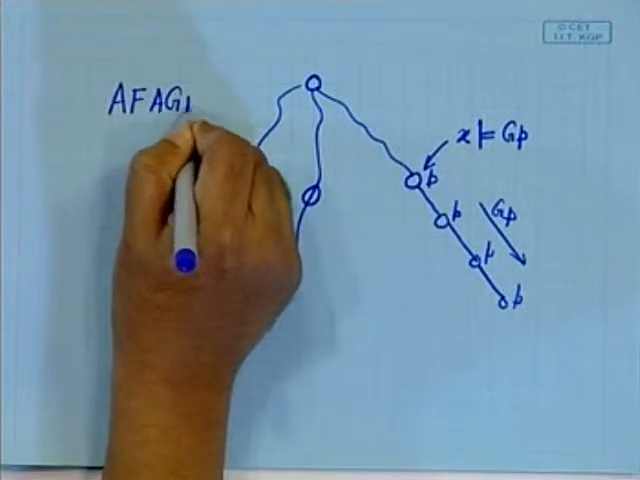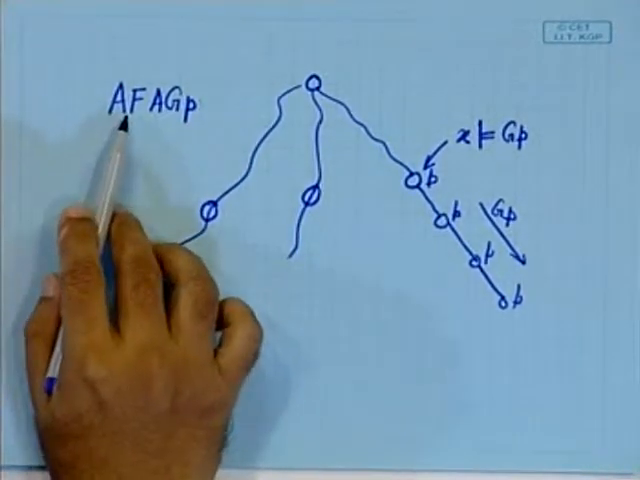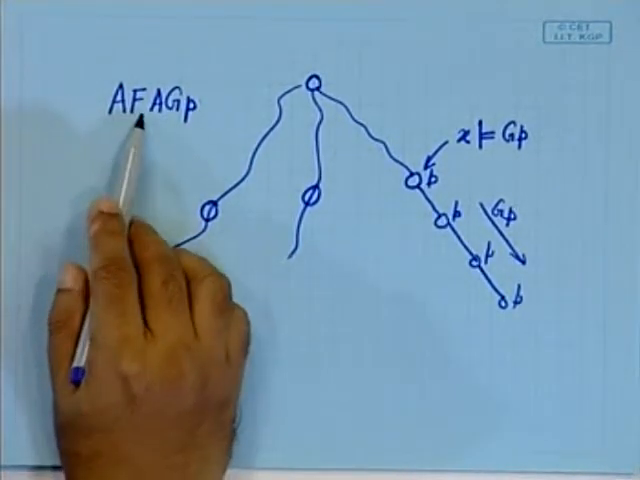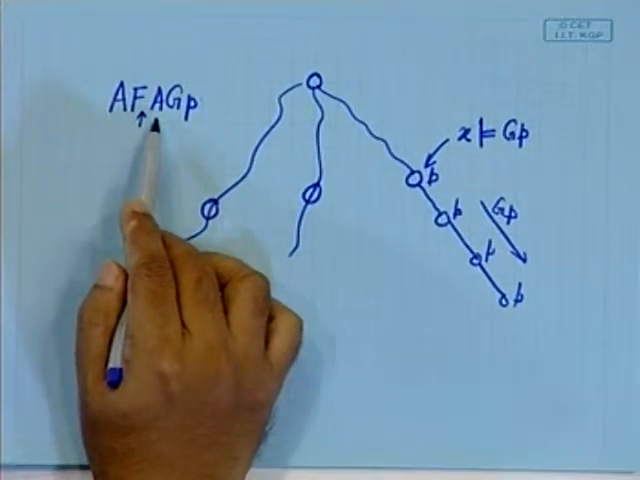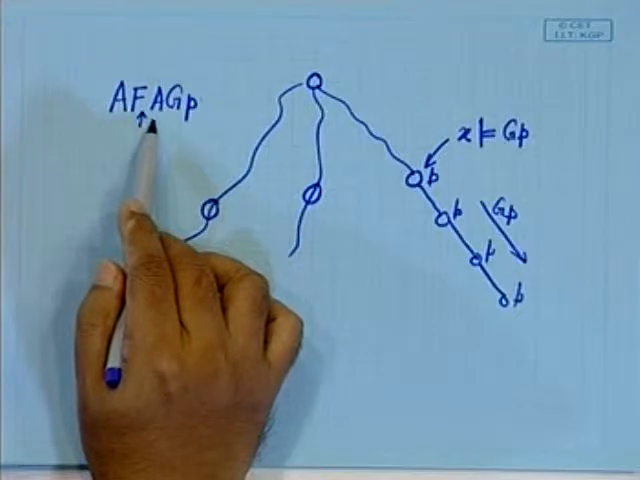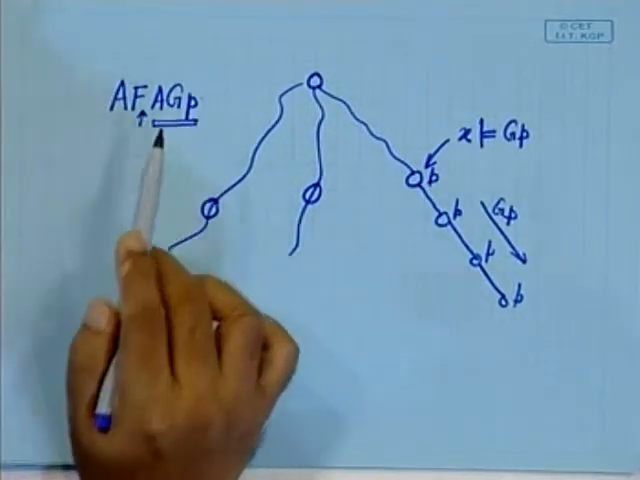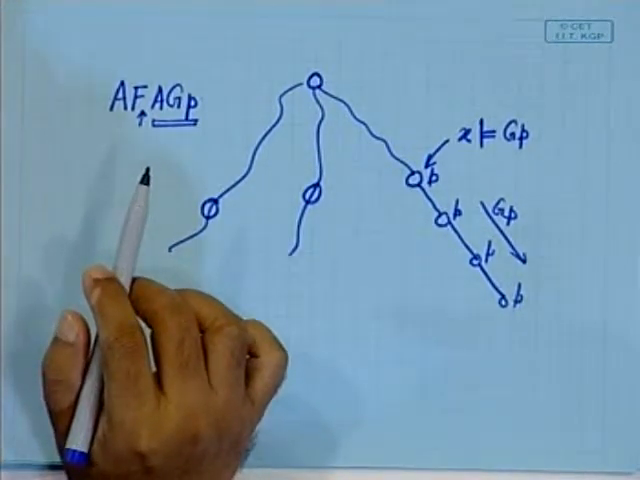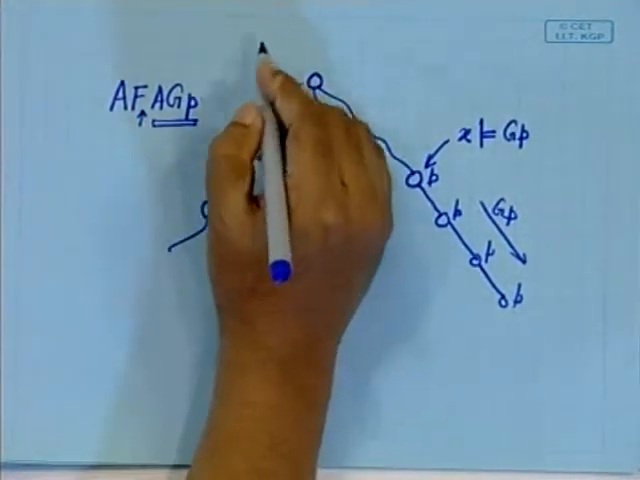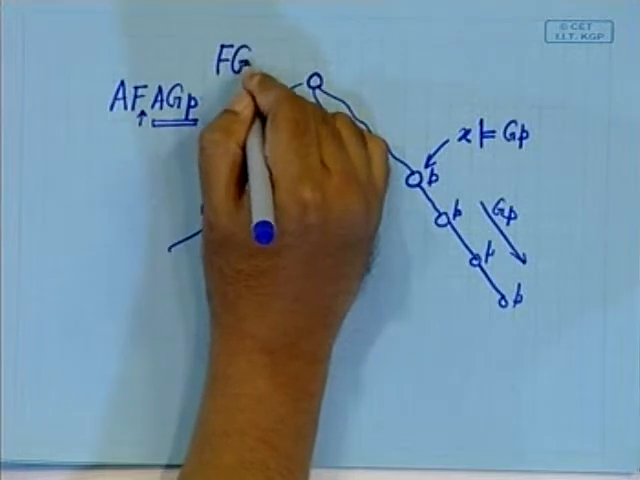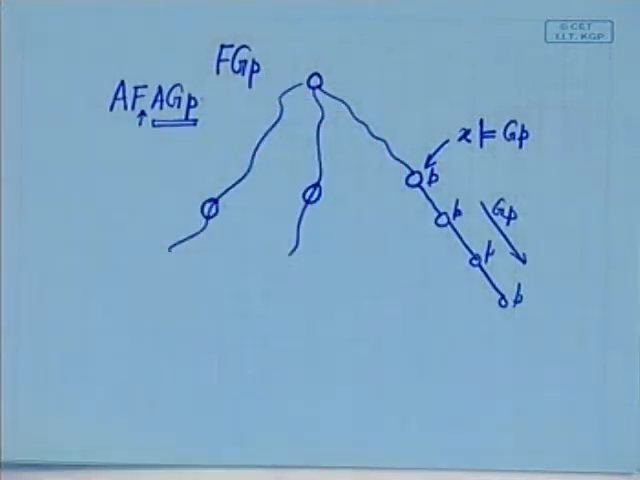What does AFAGP say? That along all paths in future there must be some state from where everywhere in future P will hold, right. But actually this and FGP are not the same. So, to show that these are not the same, we will take one example here.